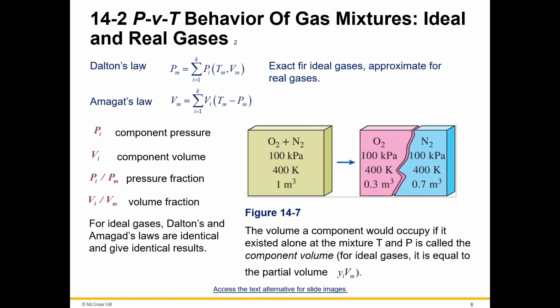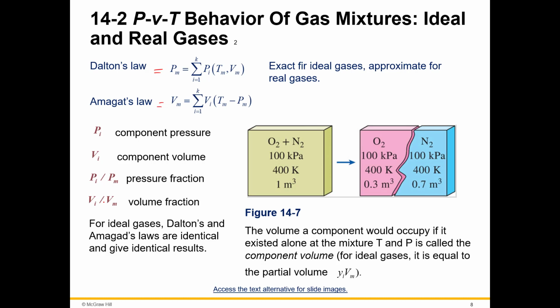Here is the relation or the equation for Dalton's law and for Amagat's law, as well as the schematics for it. So Pi is component pressure, Vi is volume, Pi over Pm is the pressure fraction, and then the same for volume fraction. And for ideal gases, Dalton's and Amagat's laws are identical and give identical results. So that's wonderful. They kind of prove each other.